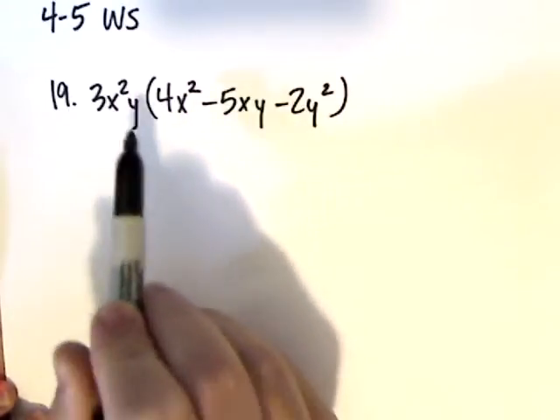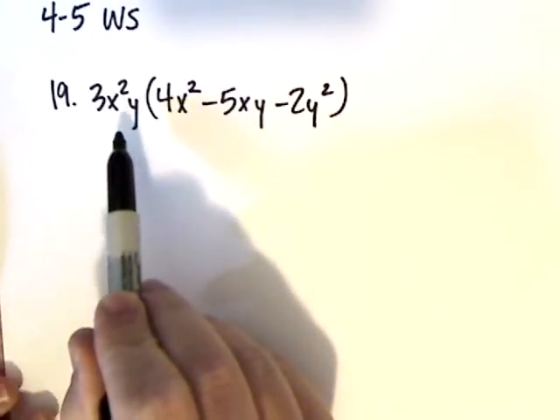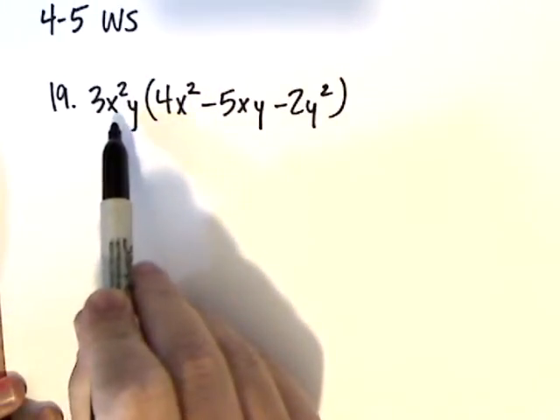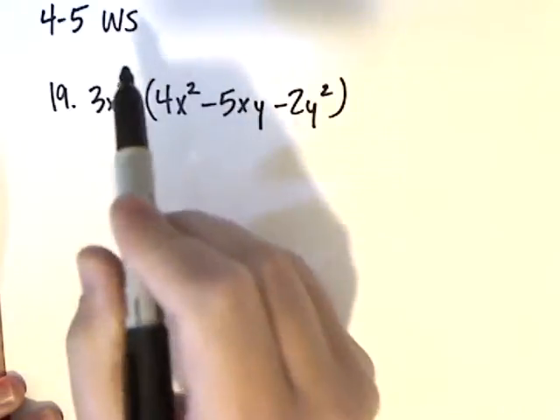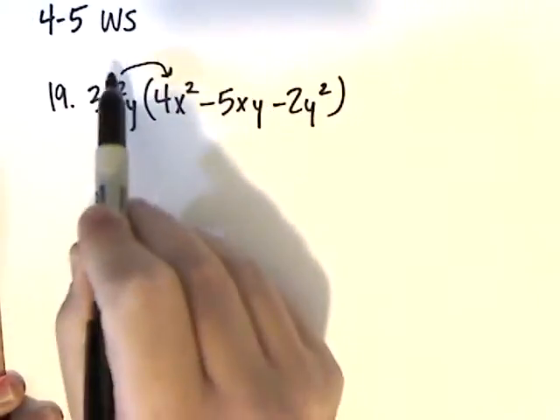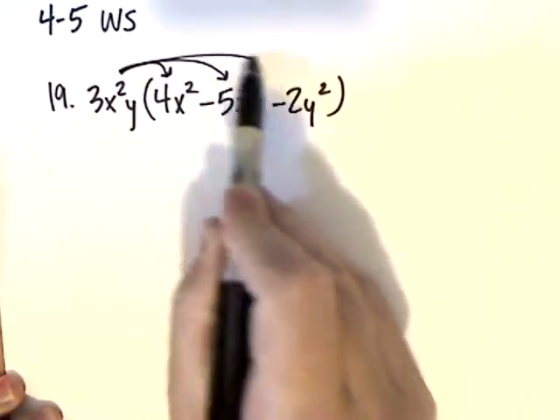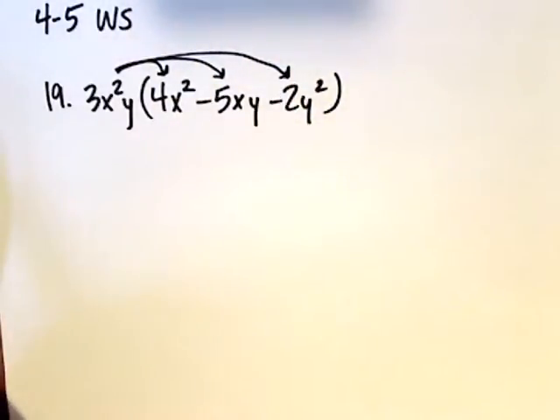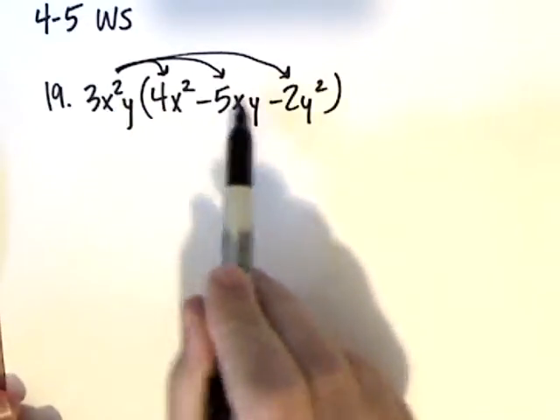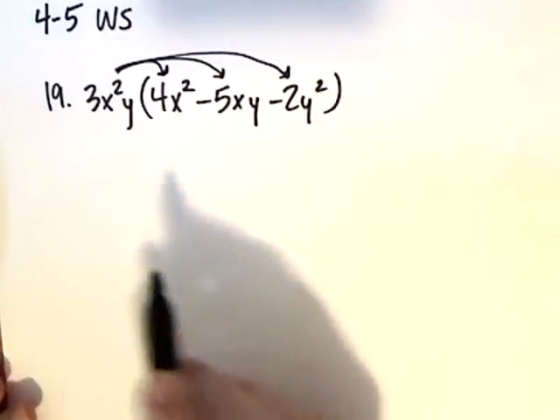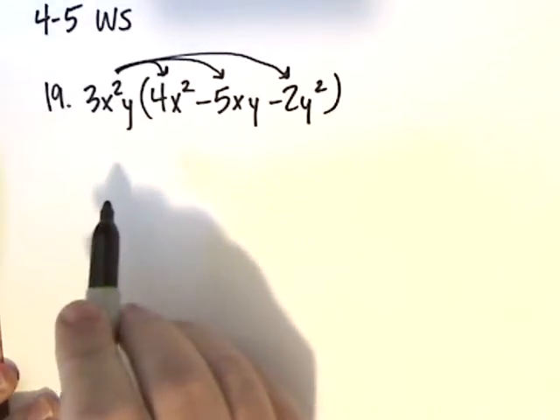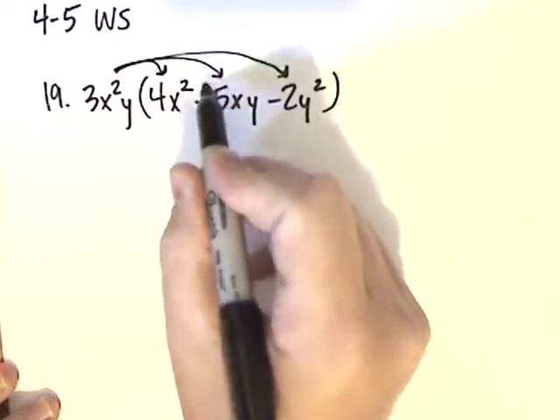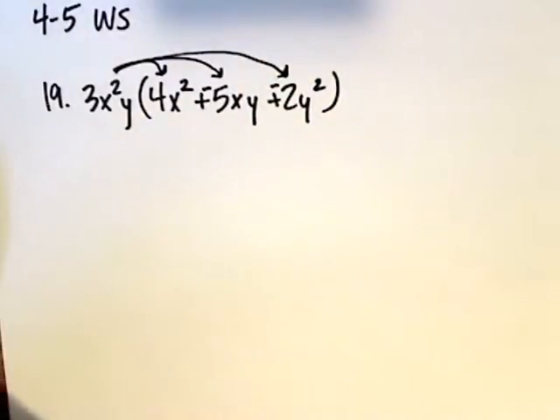Now this is like a distributive property problem, which means that we're going to have to take this monomial and multiply it by each term of that trinomial right there. So I like to put those arrows there just to remind me that I have to do this monomial times each one of the terms in the trinomial. Now one of the other things I want to do before I start my multiplication is change each one of these subtraction signs into addition of the opposite. And now I'm ready to go.